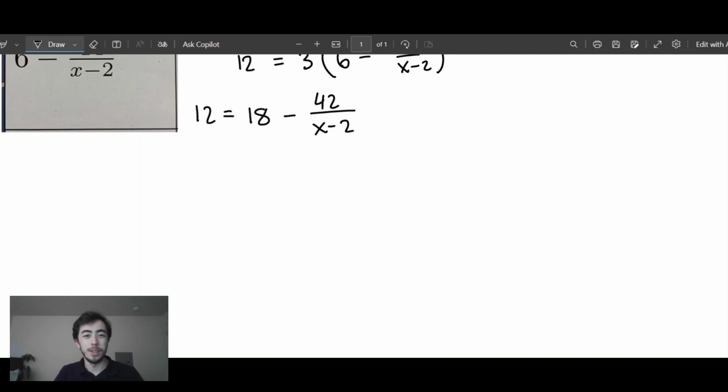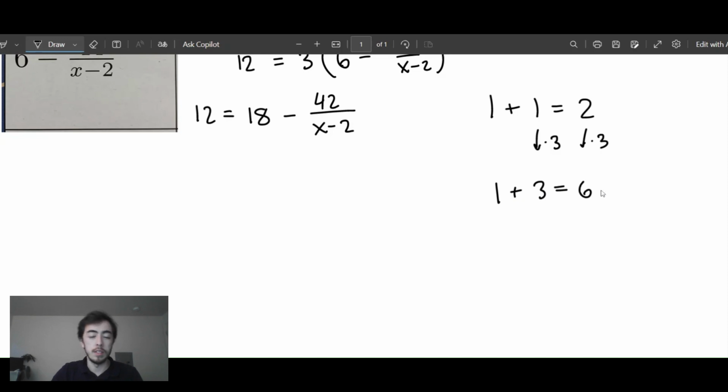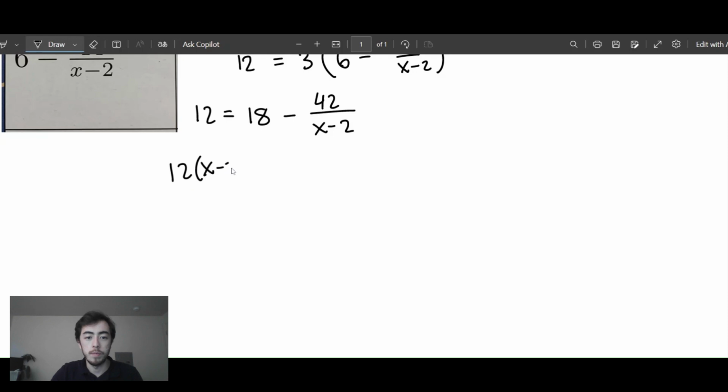So the algebra step that I want to take now is multiplying. I want to multiply all three of my terms by x minus 2. Mind you, I have to do all three because here, for example, I think we can both agree that 1 plus 1 is 2. But if I decide to multiply only 2 terms and not the third, then I'm going to get something that doesn't make any sense anymore. 1 plus 3 is not 6. So if you are doing this multiply step, you need to make sure that you do it to everything. So I'm going to multiply everything by x minus 2. So I'll get 12 times x minus 2 equal.